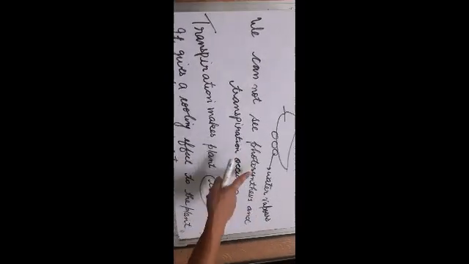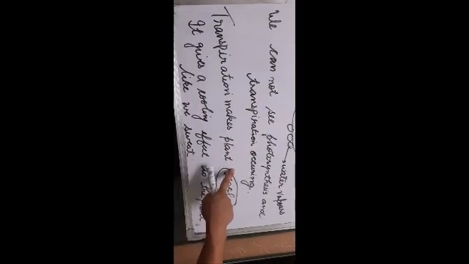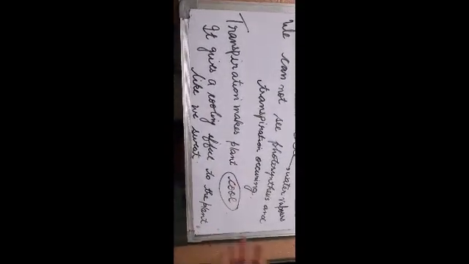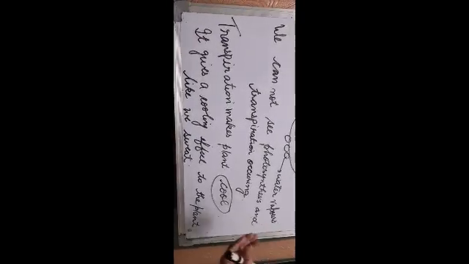So we cannot see photosynthesis and transpiration occurring. You can only see a plant. For example, you can't see a person breathing. You can't see that oxygen is going in and carbon dioxide is coming out. So we cannot see photosynthesis and transpiration occurring. We cannot see these two processes by our eyes.